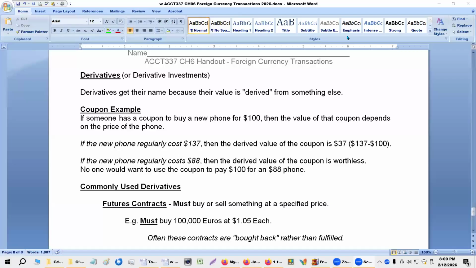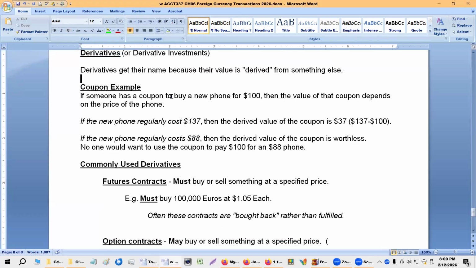So you say, well, okay, but I don't like the risk. I like knowing what I'm going to be paying. I want to know this would be 20,000, not 25,000 or whatever. So yeah, you can actually do hedging, and there are different ways of doing it, but the ones I'm going to show you on here are derivatives. And derivatives get their name because their value is derived from something else.